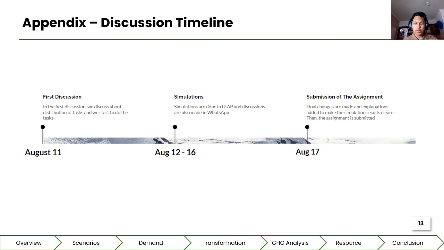In this section, I would like to explain the discussion timeline for group 9. On 11 August, we had the first discussion, which covered the distribution of tasks, and we also started executing the progress. From 12 August to 16 August, we ran simulations using LEAP software, and we also held discussions through a social media platform. And lastly, on 17 August, we created the submission together in the form of a PowerPoint presentation and the video recording of the presentation. So this is the discussion timeline of our group.